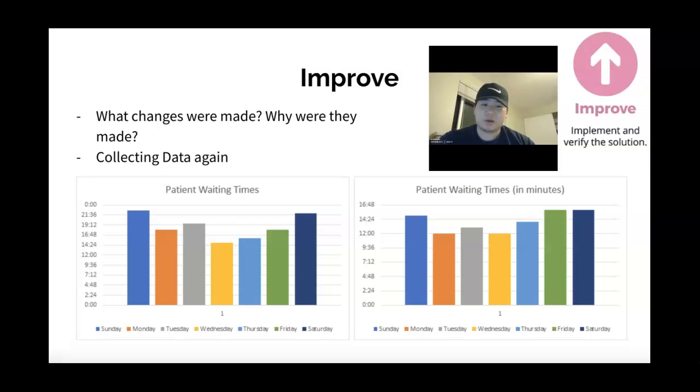In an ideal scenario, our patient waiting times should have gone down, and in this chart you can see, as an example, it went down and averages below 15 minutes. So in our hypothetical scenario, it went down 5 whole minutes.